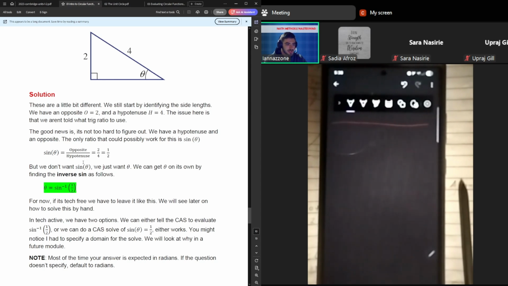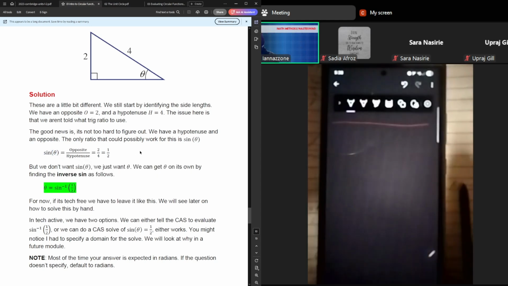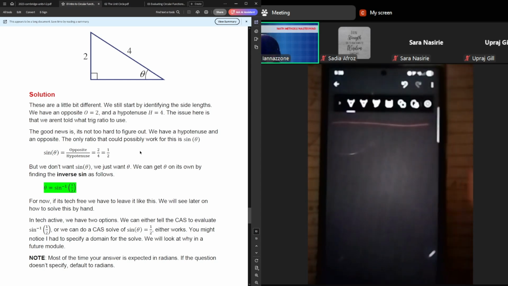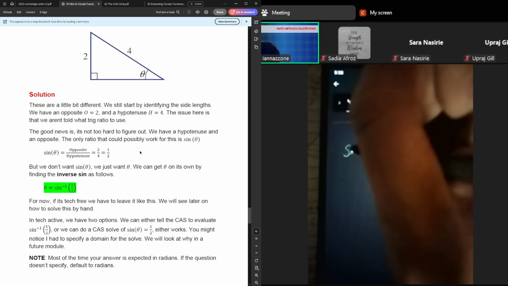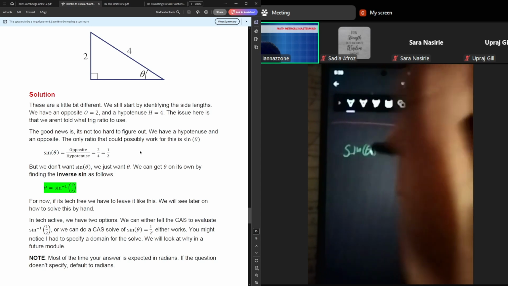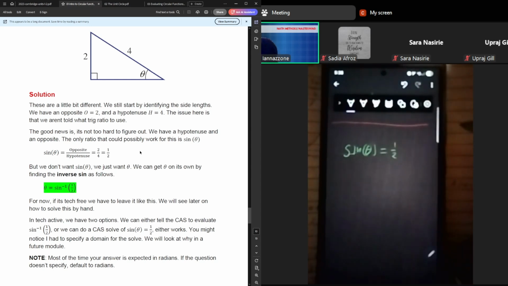So basically what's happening here is we have this equation that says sine theta is equal to a half. What's going on to get us from this equation to the sine inverse? I'll write on the handwritten bit. So we have sine theta equals a half. This is what actually happens when you take the sine inverse of something.